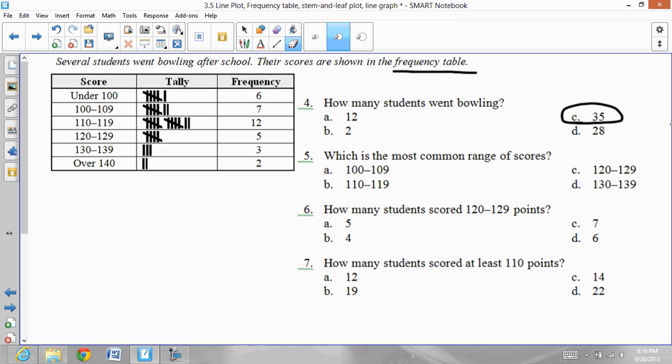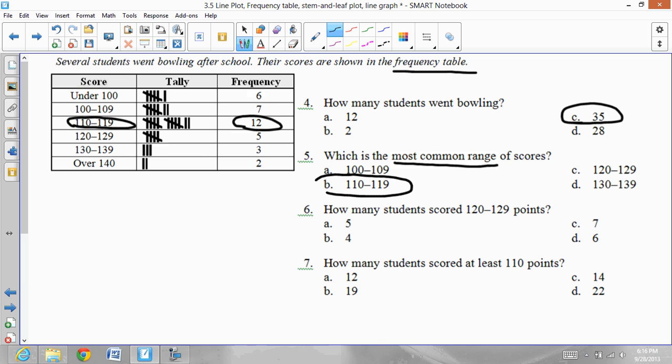Now let's focus on question number 5. What is the most common range of scores? So what is the score that the most students got? That is the way you're going to take it, the most common range of scores. The students that got the most common score in this case is 110 to 119 because 12 students were within that range. 12 students scored anywhere between 110 to 119 points. So that means the most common score in this case is going to be this.